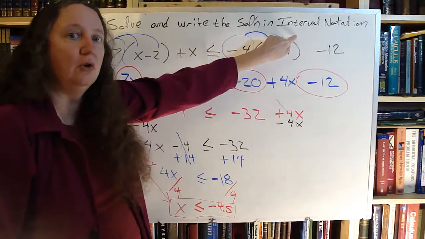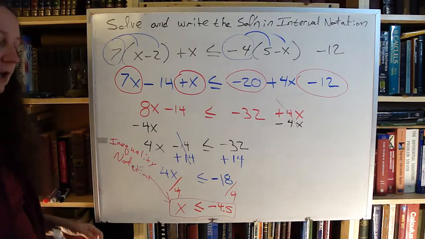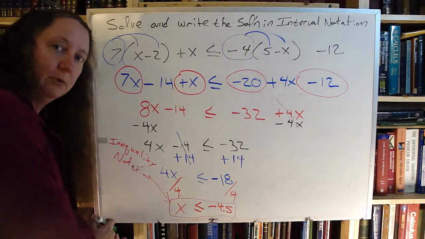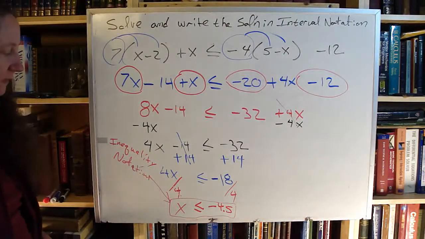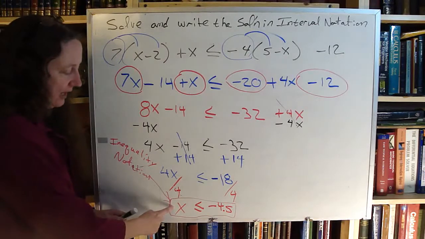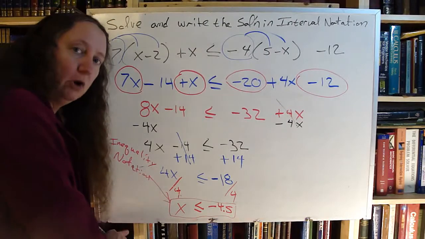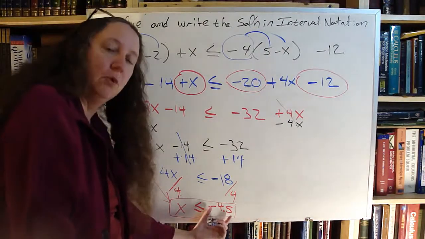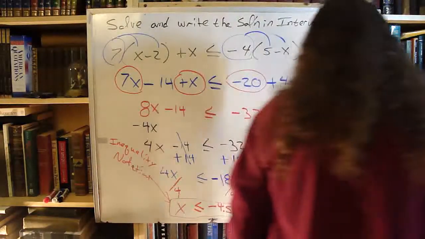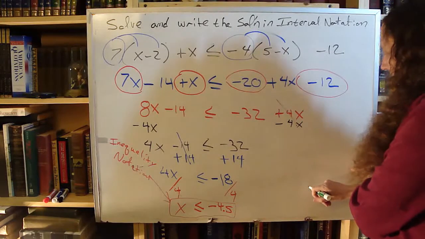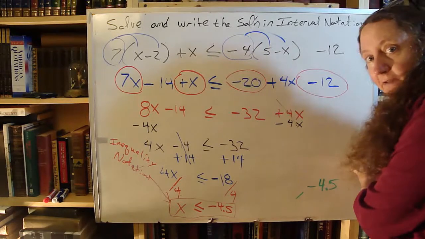I need to put it into interval notation. So that means I have to figure out what the smallest number is that x can be, and what the biggest number is that x can be. So I see that x is less than negative 4.5. So x is the smaller of the two numbers. Negative 4.5 is the larger of the two numbers. So that's telling me that my negative 4.5 goes after the comma.